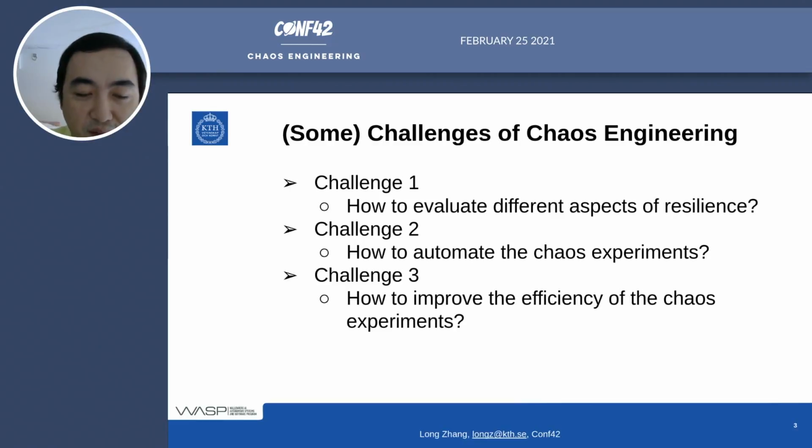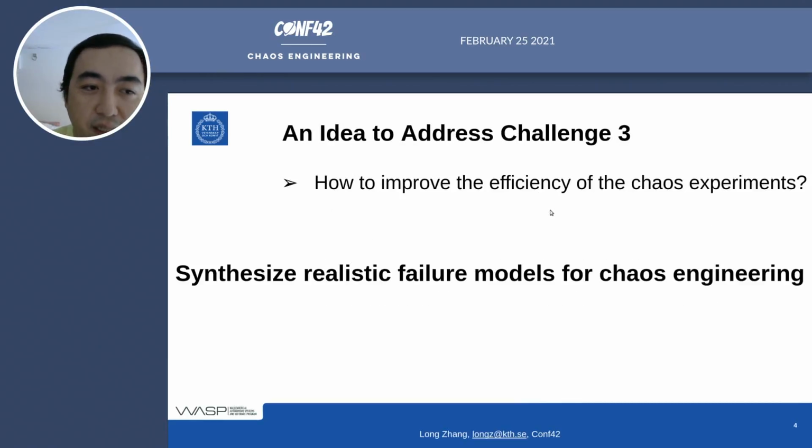Exploring this can be quite helpful for our future chaos engineering experiments. Today I would like to focus only on the third challenge: how to improve the efficiency of the chaos experiments. I believe there will be lots of different directions and solutions for this challenge. One of the ideas we came up with is to synthesize realistic failure models for chaos engineering.